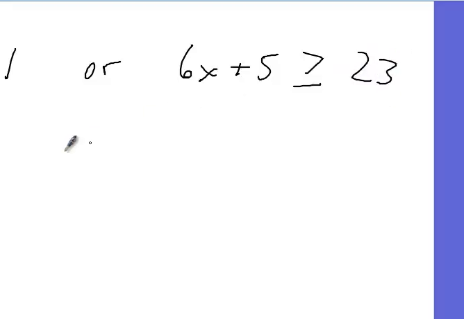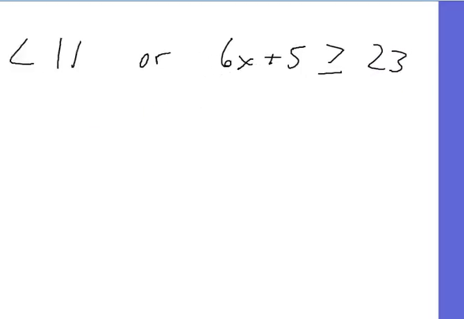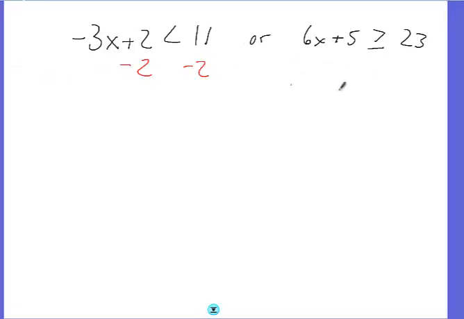Again, I'll do an or one. Actually, I don't like 7 because I want it to come out nicely. -3x plus 2 is less than 11, or 6x plus 5 is greater than or equal to, I don't know, let's see, 23. All right. Again, we're just going to solve them separately. So subtract 2, subtract 5.